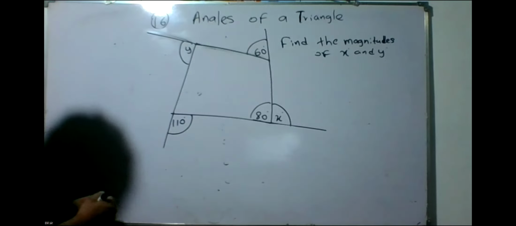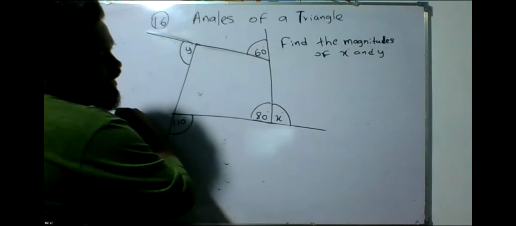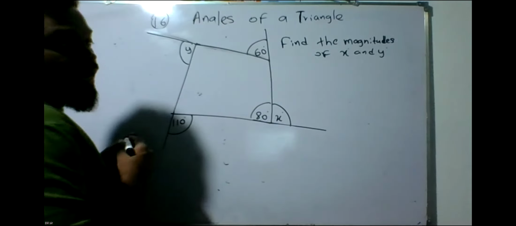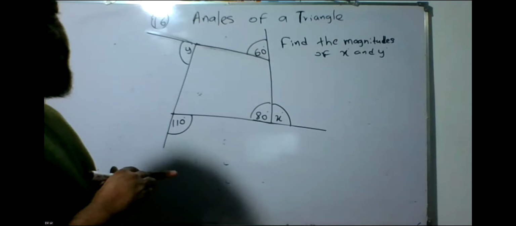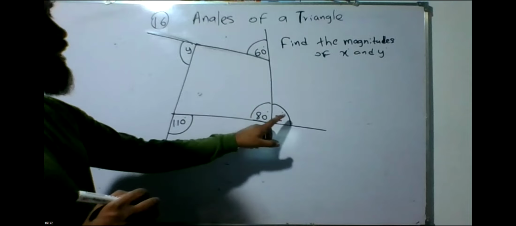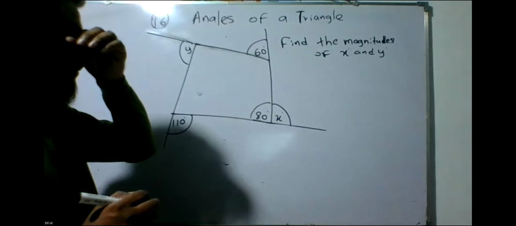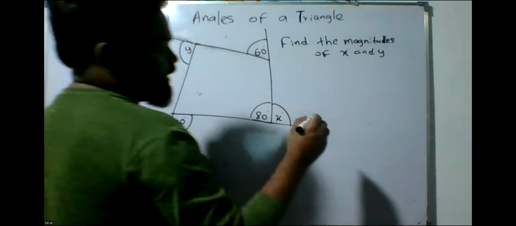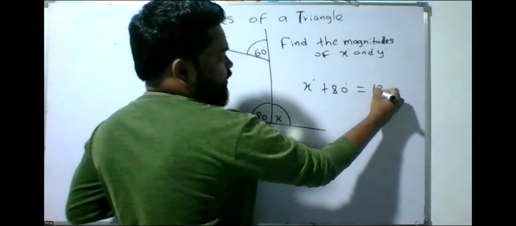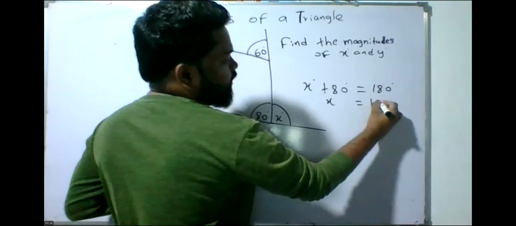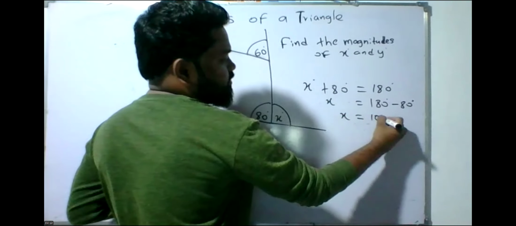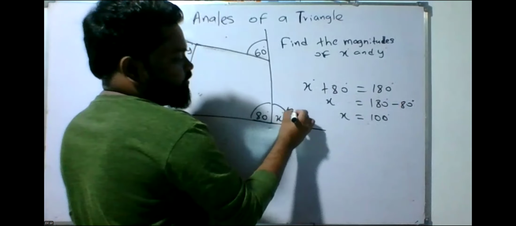Right. 80 and x together make angles on a straight line, no? At a vertex of a polygon, not only a quadrilateral but any polygon, interior angle plus exterior angle is equal to 180. Then x plus 80 equals 180, so x equals 180 minus 80. It is 100. X is 100.